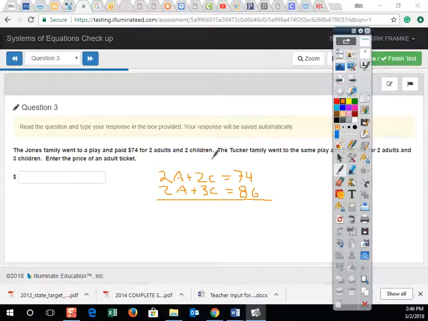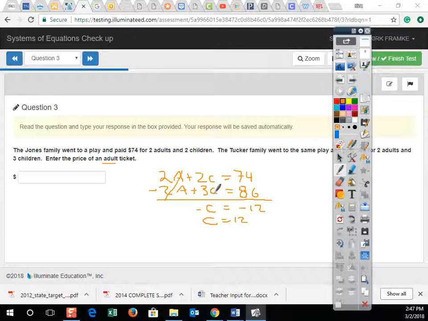Because if I subtract straight down, 2a minus 2a is 0. They cancel out, they're eliminated. 2c minus 3c is negative 1c. And then 74 minus 86 is going to be negative 12. So c is equal to $12. But they're asking for an adult ticket.